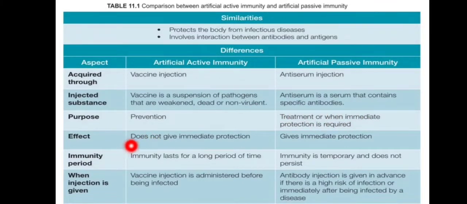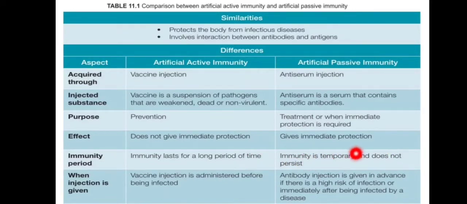Effect here does not give immediate protection. Ya, kalau kita kena vaksin, kita tidak terus dapat itu immediate protection. Sebab dia mengambil masa untuk badan kita menghasilkan antibody. For artificial passive immunity, because the injected substance is anti-serum, okay, the antibody itself, so it will give immediate protection. Okay, immunity period, di sini immunity dia last for a long period of time. Okay, sebab badan kita yang akan sendiri menghasilkan antibody tersebut. This one, immunity is temporary.